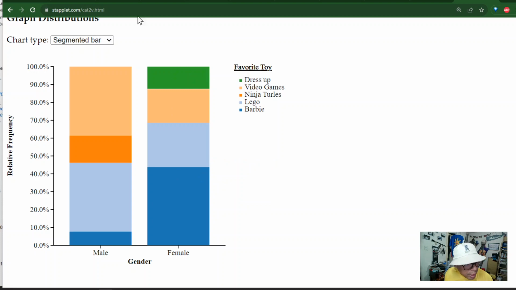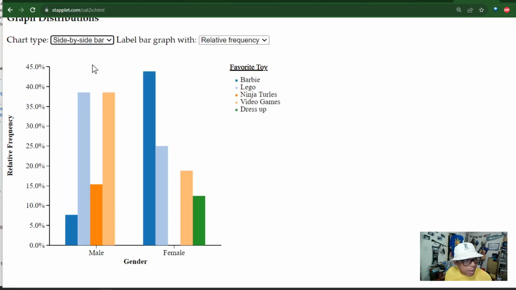Next, we'll change this from a segmented bar graph to a side-by-side bar graph. Notice again that this time the bars are color-coded. We're again in relative frequency on this side. And then each grouping of bars is our explanatory variable. And the different bars are the different categories.